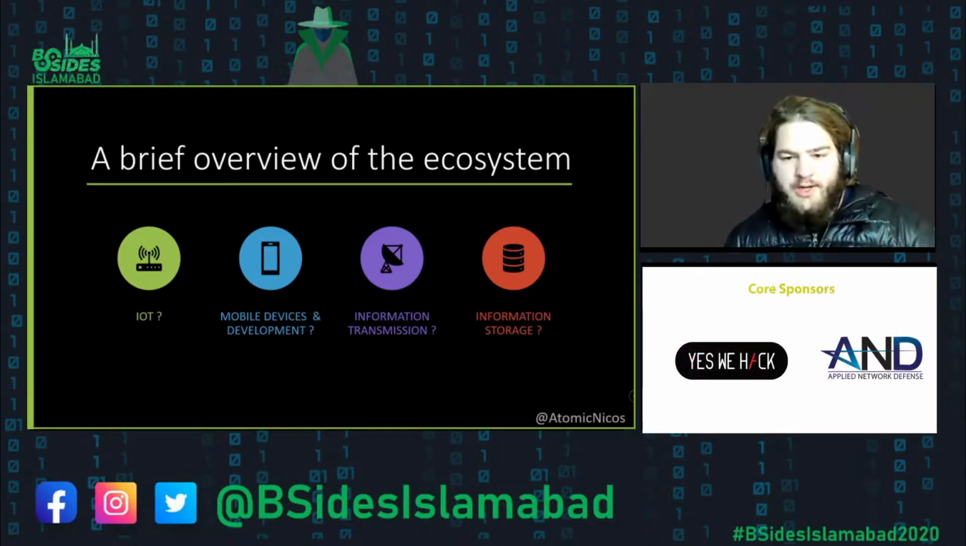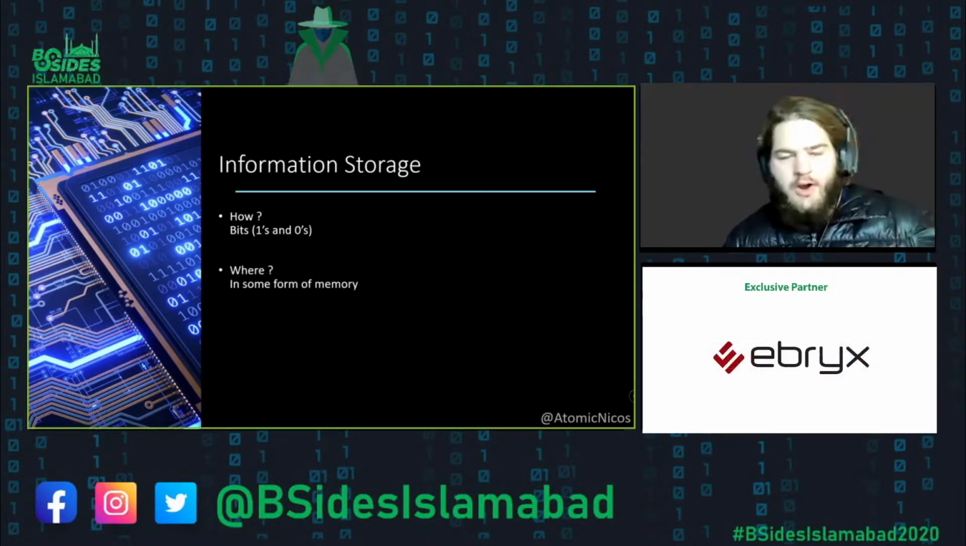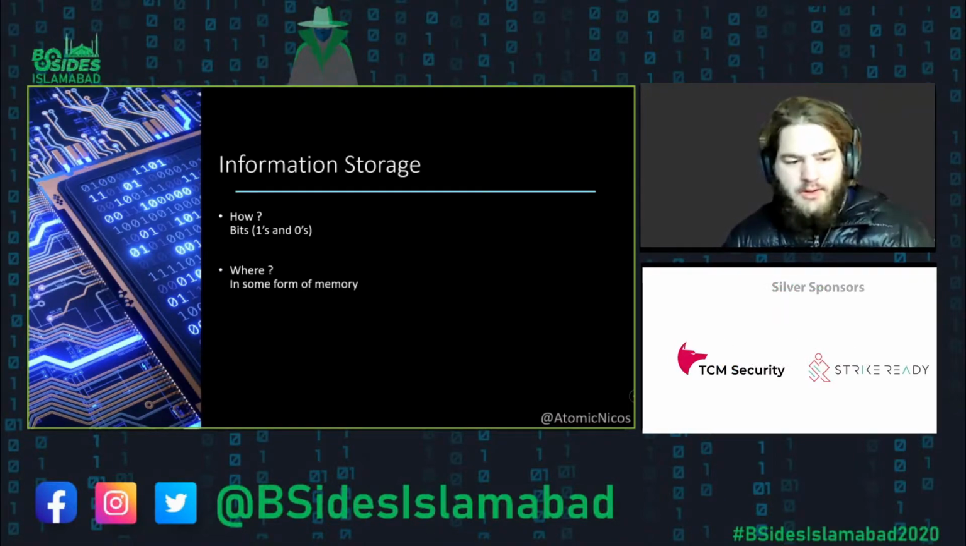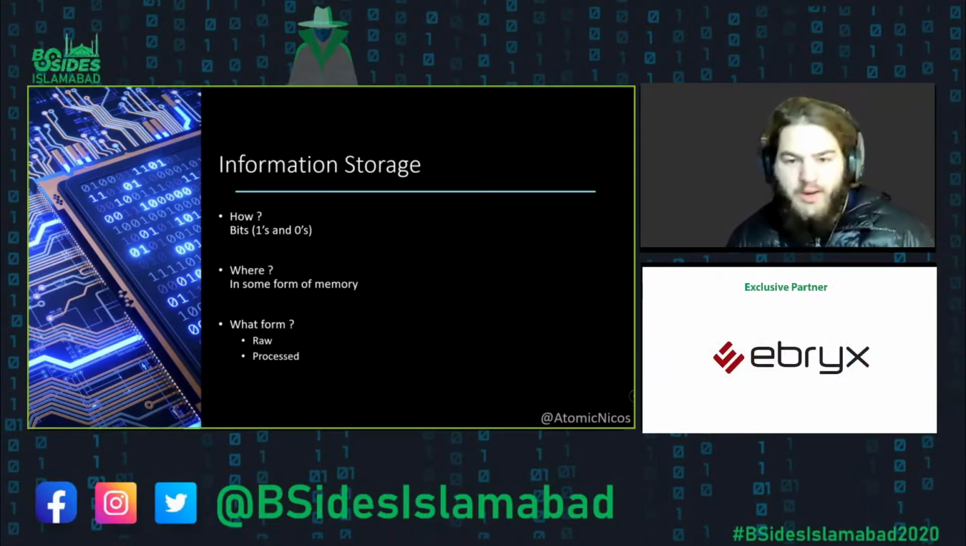So information storage, very quickly, is bits on some form of storage, which would be flash memory like SD cards or SSDs, hard drives. It can be live memory, such as RAM, things like that. It's stored in certain forms, such as raw data, which would just be device output or sensor output, or processed data, which would be text files, CSV files, JSON files. They can be more or less hierarchical and more or less useful. Now that we have some information, we can actually transmit it.